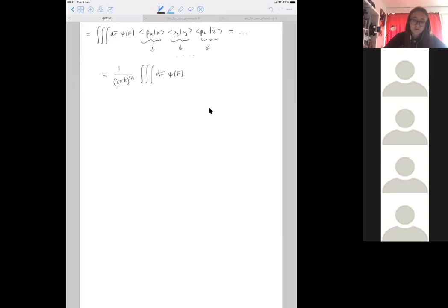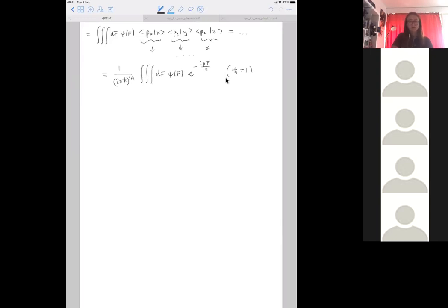dr psi of r e to the power minus i p r over h bar. As I mentioned before, in principle you can take h bar equal to 1 from the beginning. That is also a completely acceptable solution. But here I just keep it to make sure that the units are fine. But you can also take h bar equals 1.